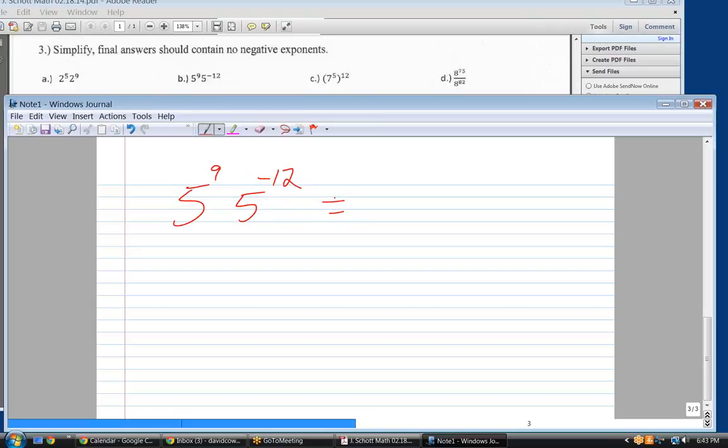What's that equal to? 5 to the negative 3rd. Yep. Okay.